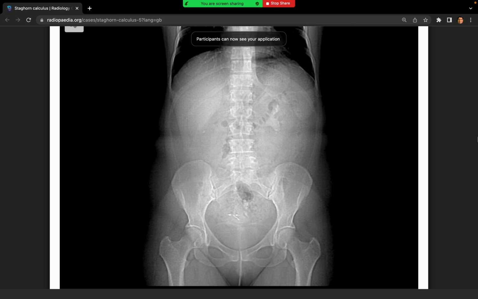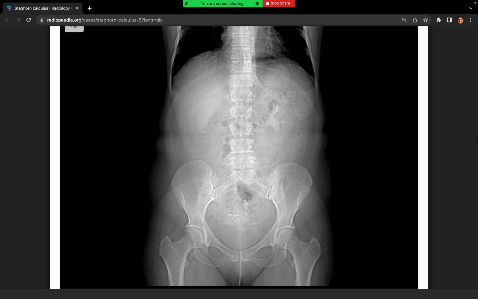So this is the scout picture of the CT scan. This is a scout image in a coronal plane of a non-contrast CT KUB, demonstrating a large radio-opaque calcification in the region of the left pelvicalyceal system, which is highly suggestive of a staghorn calculus.